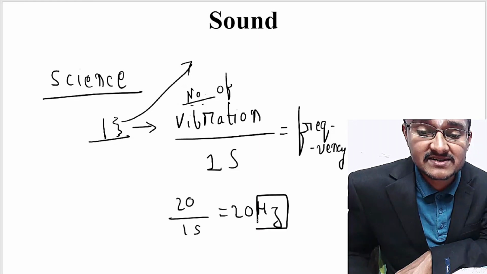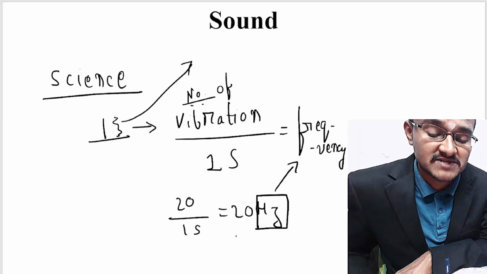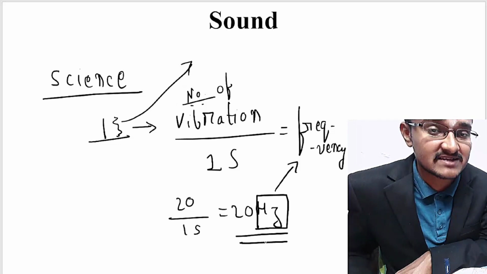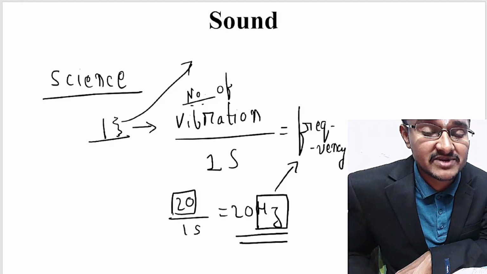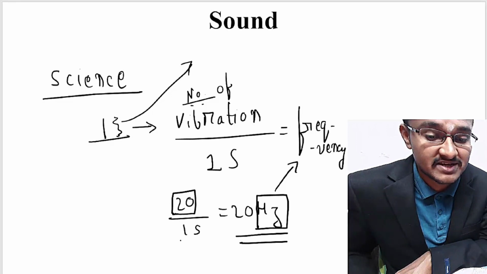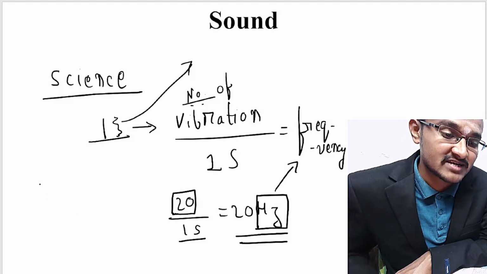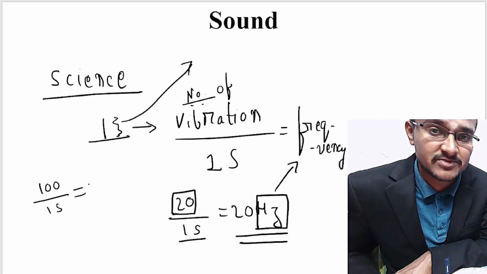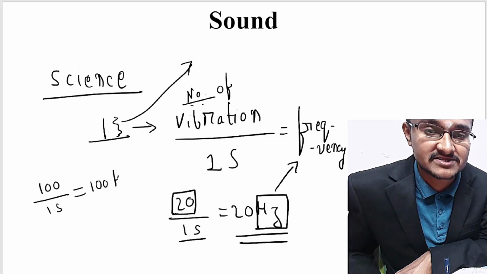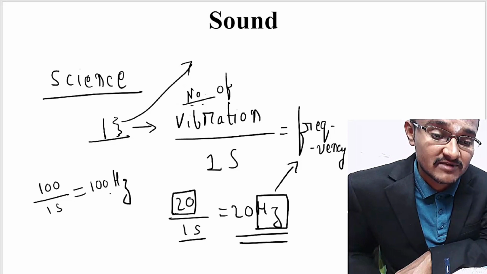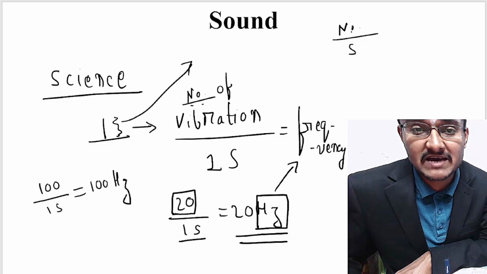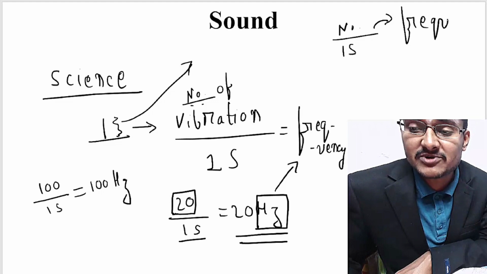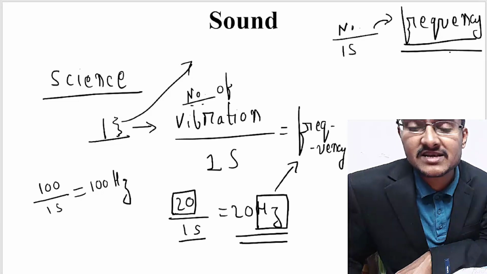Actually hertz is the SI unit for frequency. So if someone tells you 20 hertz frequency is there in a particular sound, that means an object is vibrating 20 times about its mean position in 1 second. If an object vibrates 100 times about its mean position in 1 second, then the frequency of this vibration will be 100 hertz. So the number of vibrations happening in 1 second decides how much frequency that particular sound has. Here one important technical term you have to remember is frequency.